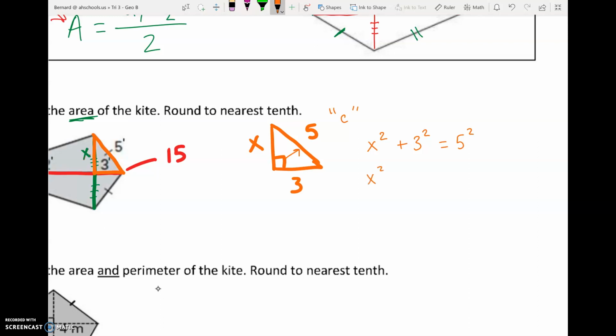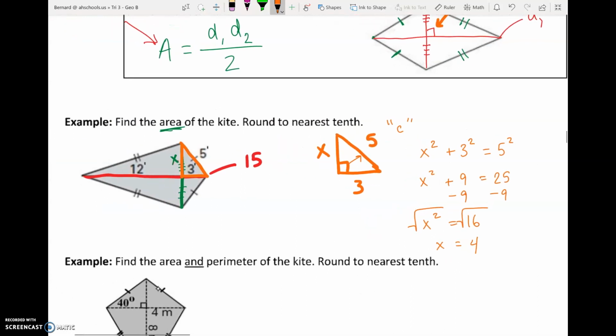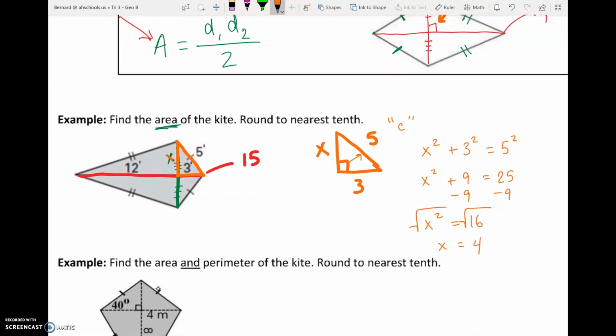And so we'll solve this. X squared plus 9 equals 25. Subtract 9 from both sides. X squared equals 16. And then we'll take the square root of both sides, and x will equal 4. And so let's put that up here. X is right here. I now know it equals 4. I'll just put a 4 here, right?